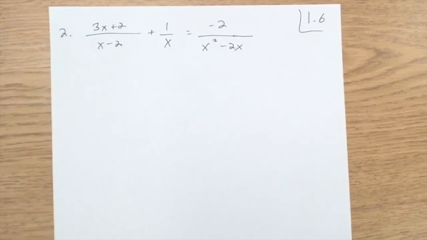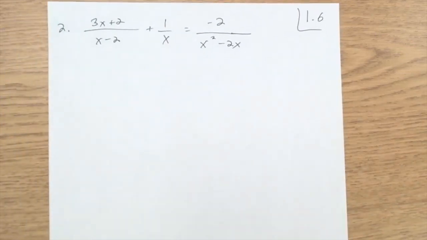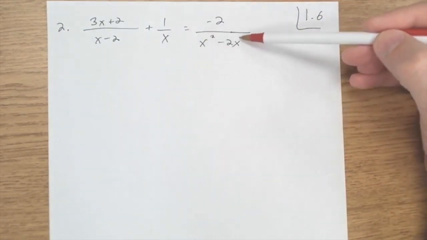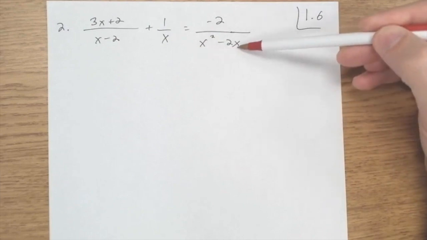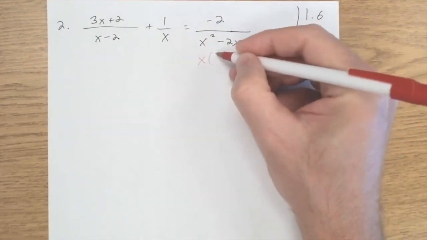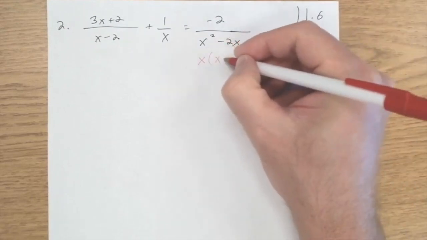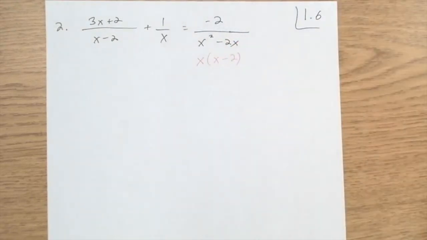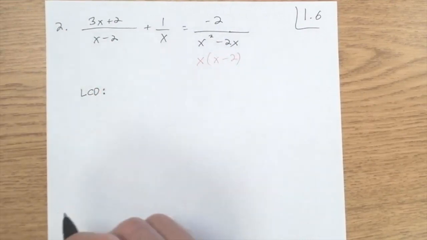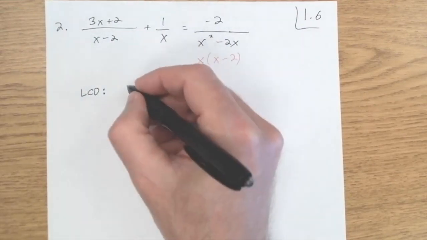All right, so let's take a look at the second problem. In this case, to get started, you might notice that this denominator polynomial is not factored, so we want to go ahead and factor that. We can do that by taking out a GCF, which is x, which leaves us with x minus 2. So the LCD for this particular problem would involve x minus 2.